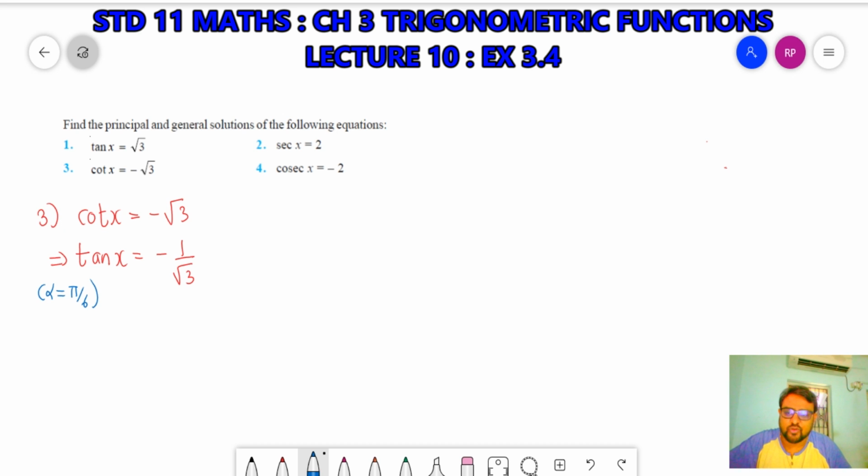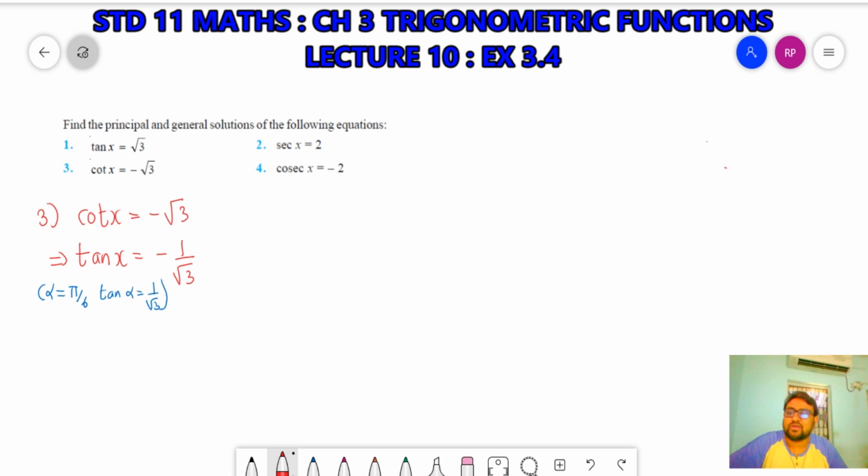In the actual case, this is not equal to tan pi by 6. Remember, in the actual case, it is not equal to tan pi by 6. I'm writing it when alpha is equal to pi by 6; at that time, tan alpha will be equal to 1 by root 3. But now we have minus 1 by root 3.